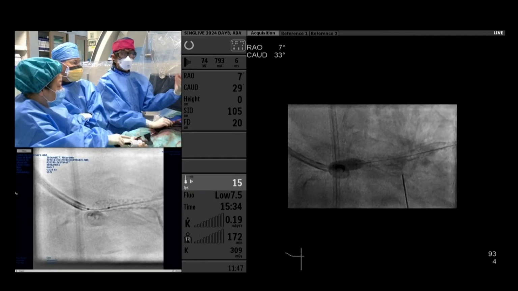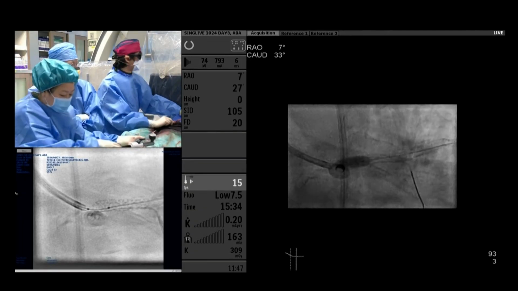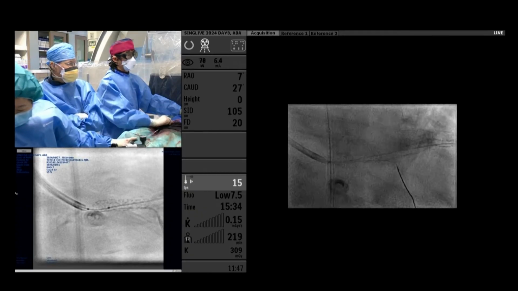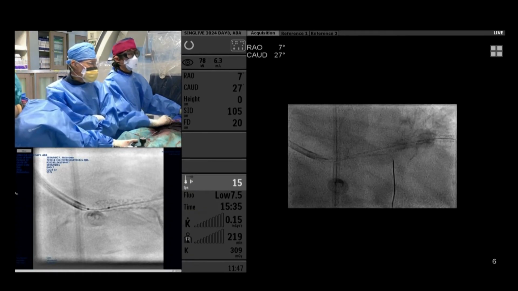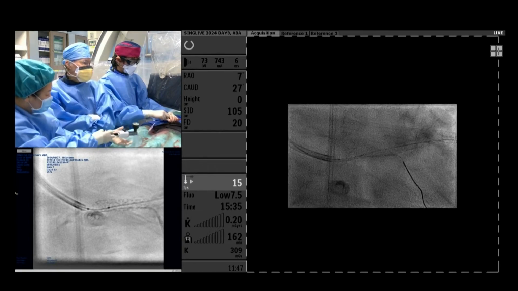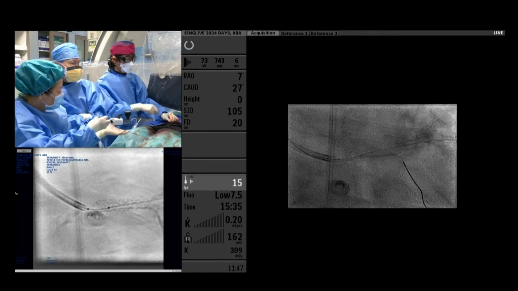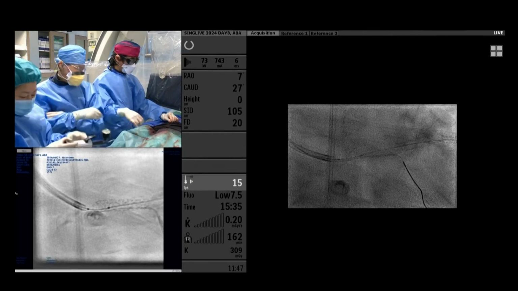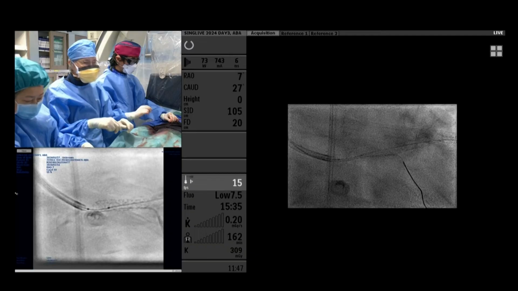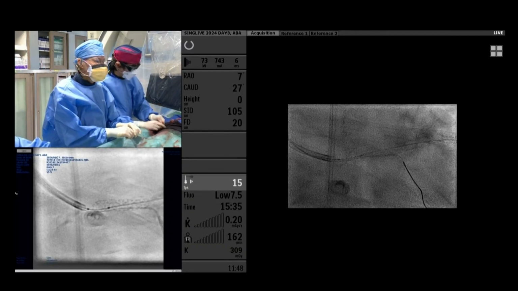I think leaving the circumflex side branch wire here has served two purposes. First of all, it facilitates rewiring if anything goes wrong. Secondly, you're able to position your POT balloon in the best position, not going too far into the LAD. So this circumflex wire enables you to have the best POT position. So usually at the end, I will only get the final, so-called final legal shot.